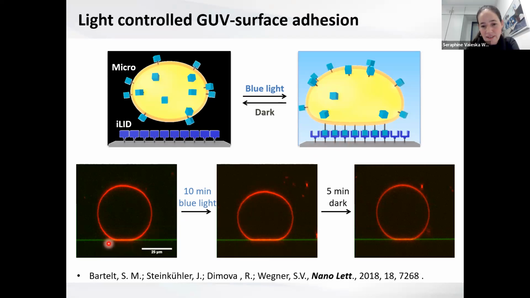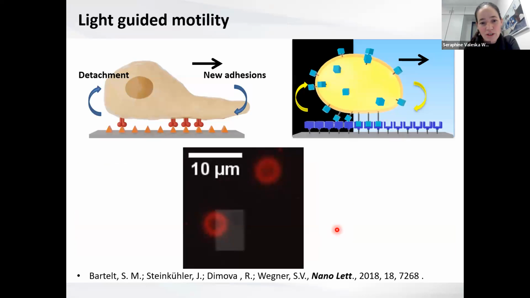So in red, you see the vesicle, the membrane, and in green, you see the reflection of the glass slide that it's sitting on. And you can appreciate that if you illuminate with blue light, you see an increase in adhesion area and the vesicle gets deformed and squished down. And then when you stop illumination, you can appreciate that these adhesions reverse and the vesicle detaches. So this shows you the temporal control. And now we add spatial control to this.